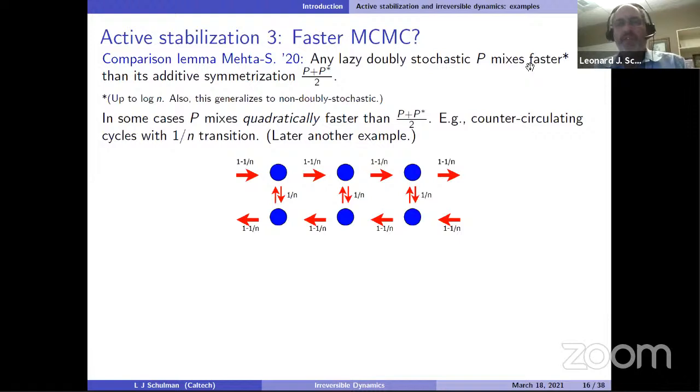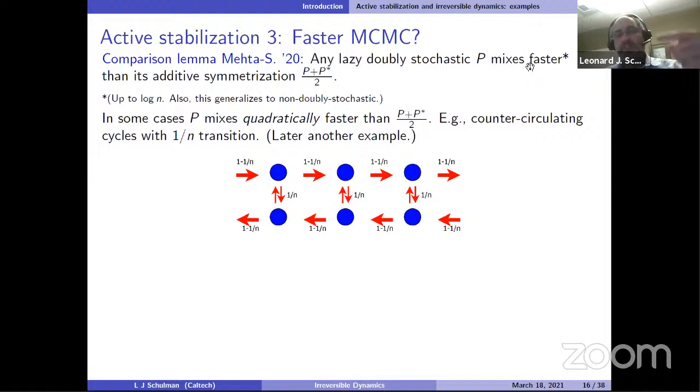So up to some, you could lose a factor log n, but basically it could only help you to have been symmetric. We don't actually know, as I say, really powerful, strongly motivating examples where you'd want to do this, but maybe some of you know of such examples. I don't know. Okay, there are artificial examples known where P mixes much faster than P plus P star.